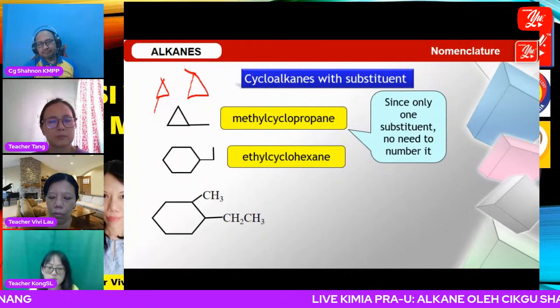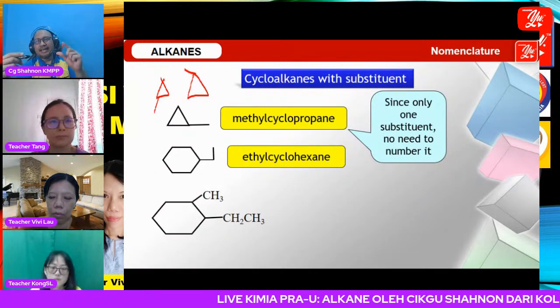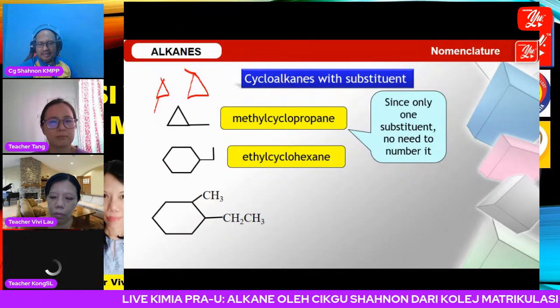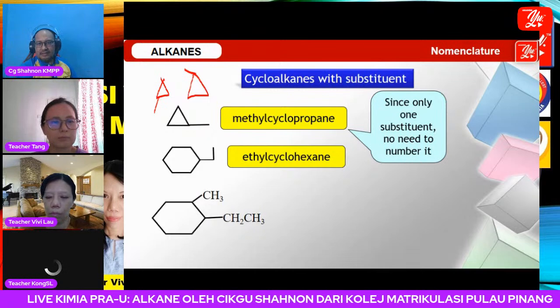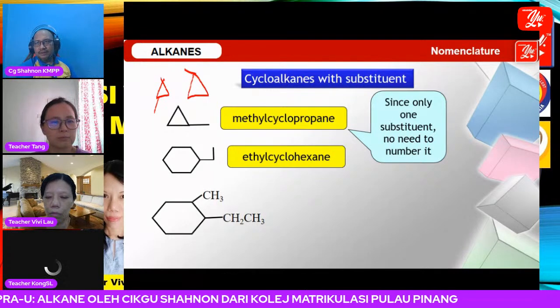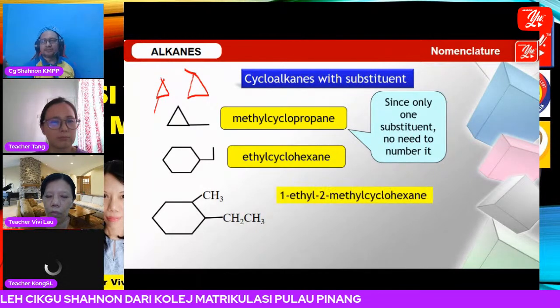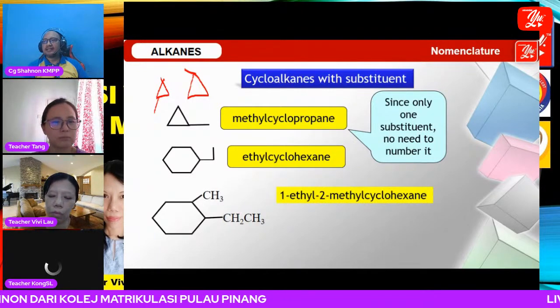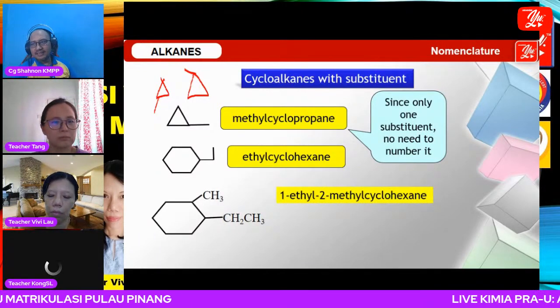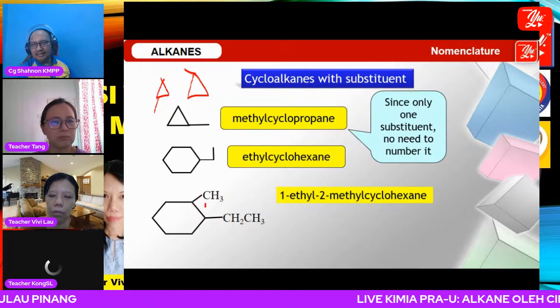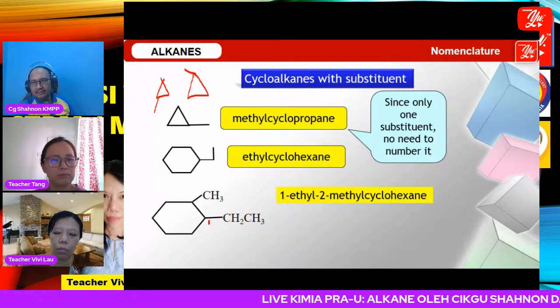But if we have two substituents, then we have to add numbers to the name of the cycloalkane. The name is 1-ethyl-2-methylcyclohexane. This is cyclohexane, and then at carbon number 1 we have a methyl.